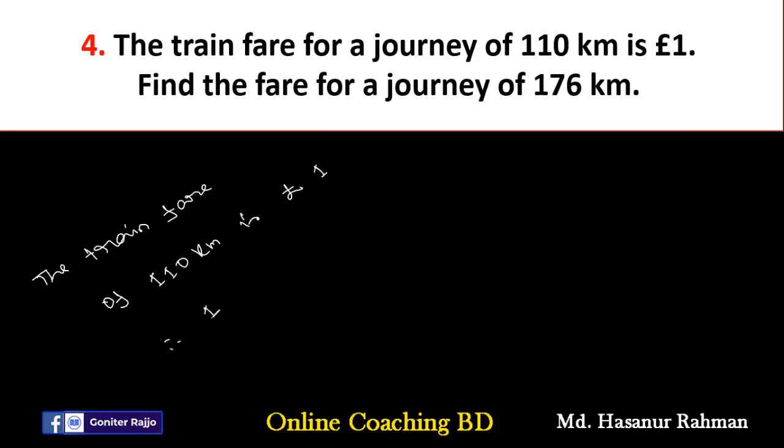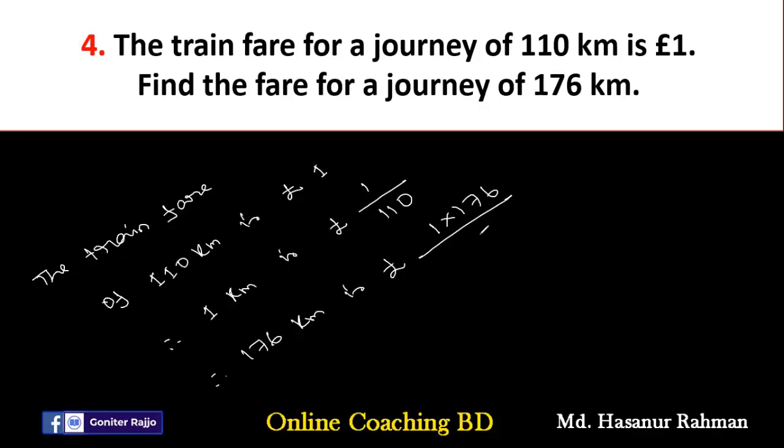Therefore, for 1 kilometer the fare will be less than 1. That means we have to divide 1 by 110. Now we have to find out the fare for a journey of 176 kilometers. So we have to multiply this 1 by 176 and divide by 110. Now we have to divide 176 and 110. Both can be divided by 2. So 2 eights are 16, we have 1 left, 88. And 2 fives are 10, so 55.